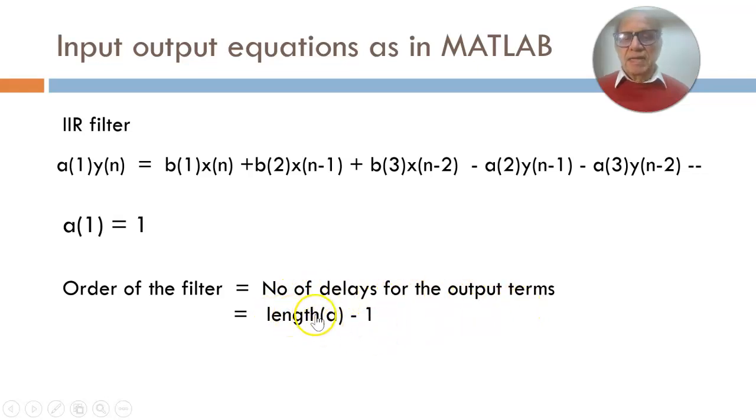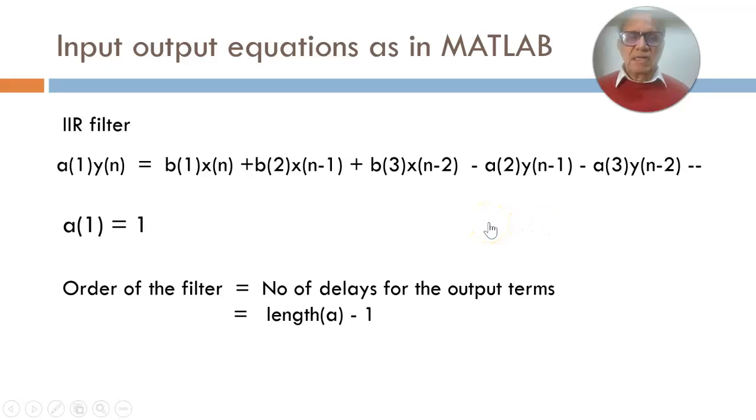So that will be the length of A, because you can see here you've got a1, a2, a3. So for 3 elements in the A array, you have 2 delay units. So that is why the order of the filter, which is the number of delays for the output terms, is also equal to length of A minus 1. Okay. So basically the design of the IIR filter consists in finding all these coefficients b1, b2, b3 etc., and a1, which as I said is usually 1, and then a2, a3 etc. So the problem is basically to find these coefficients.